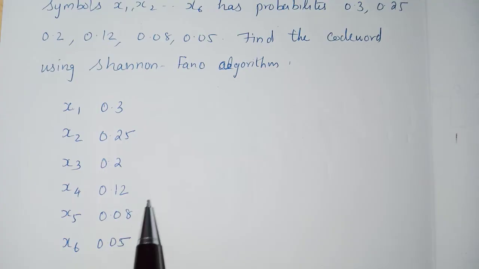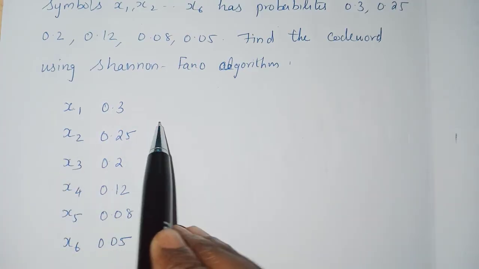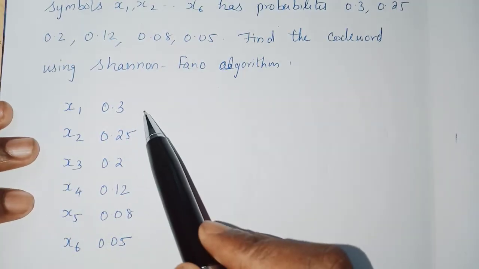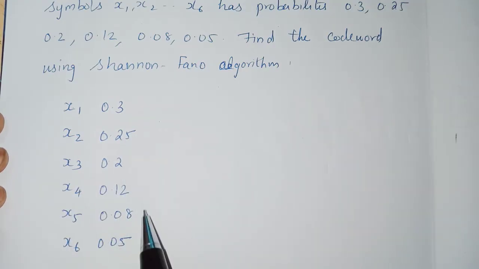Okay, 0.57. Then adding this 0.08, 0.57 plus 0.08 becomes 0.65, right? So this will become 0.7. So if you just put a split here, the above part will have probability 0.3, and this portion, if you add it, has probability 0.7.